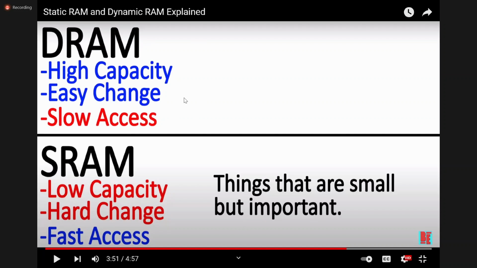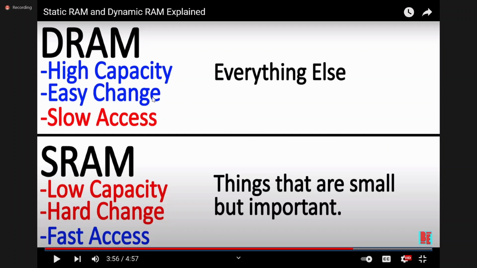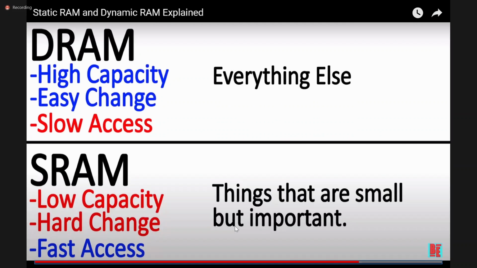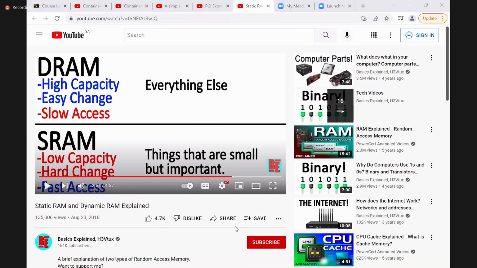Which is using the pooling methodology for the DRAM. Okay, let's go back to the slides and we will explain the differences.